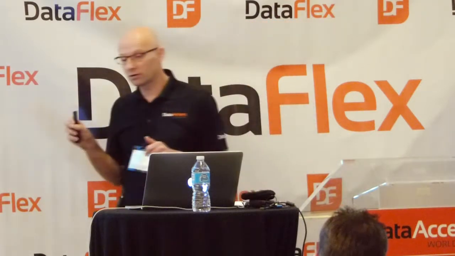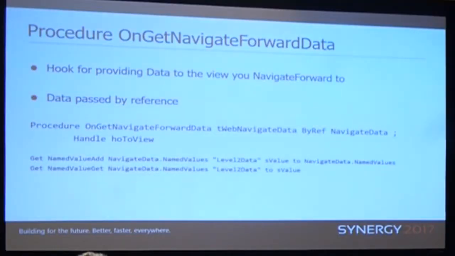Once you know that it's there, then how can you use it? Well, if you're moving from one view into the other, the view you're moving from, the source view, will get this message on get navigate forward data. And basically that's your access point of manipulating or putting data into that array so that it will travel to the view you're navigating into so that you can use the data there.